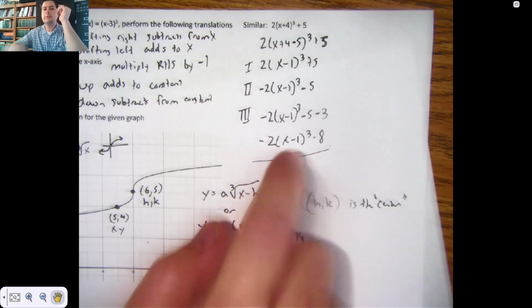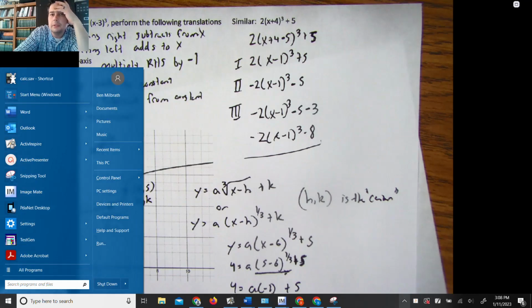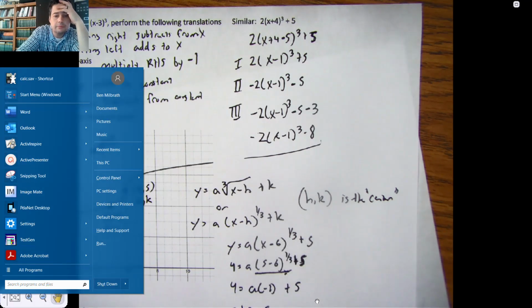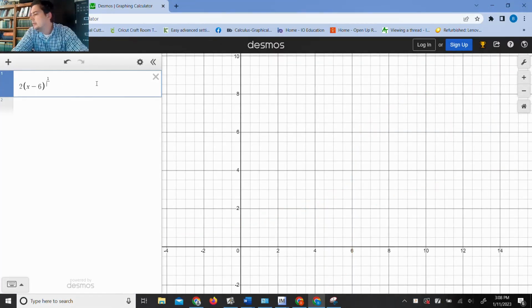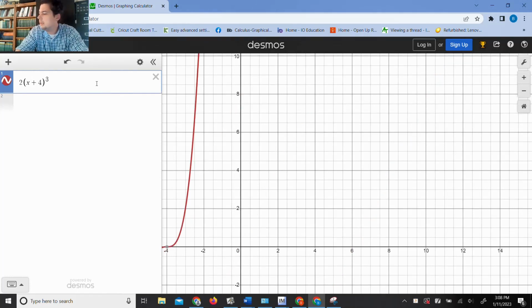So there's a similar example, and I want to at least show you some graphical proof of why things work the way they do. All right, so we pull up Desmos. None of you will watch this, but whatever. The original function was 2 times (x plus 4) to the third power, and then plus a 5. And the first thing I asked you to do was shift right 5.